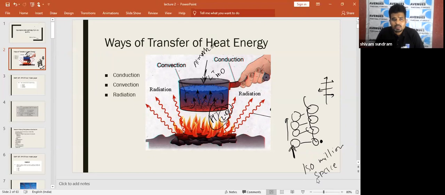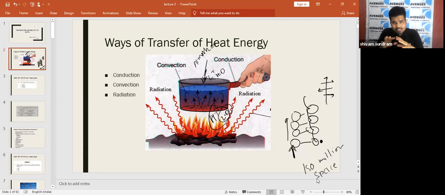It doesn't require any material medium, while a longitudinal wave, like right now I'm talking, okay, here I am producing some kind of longitudinal waves. This requires a material medium for its propagation. Is this clear to you?